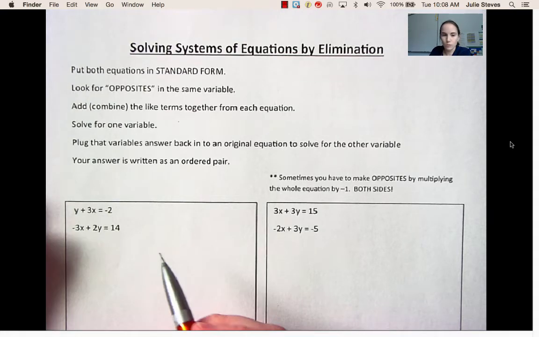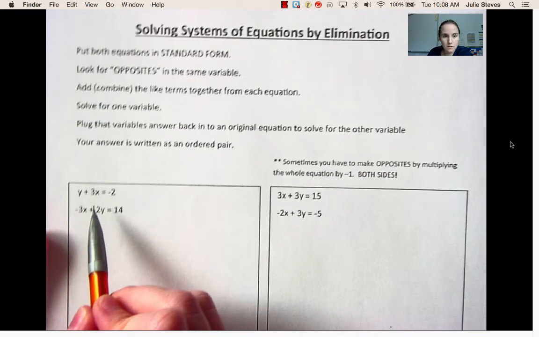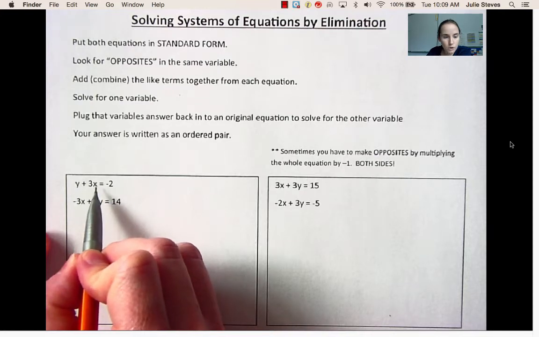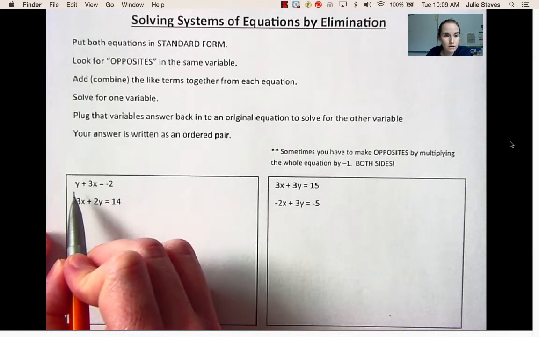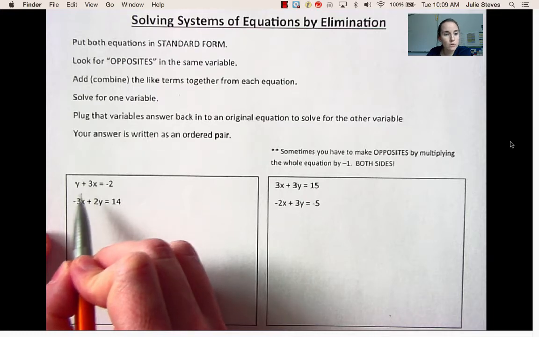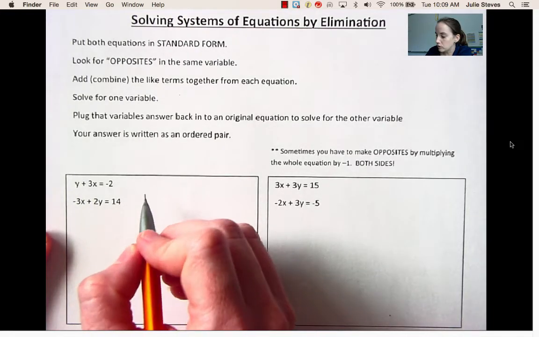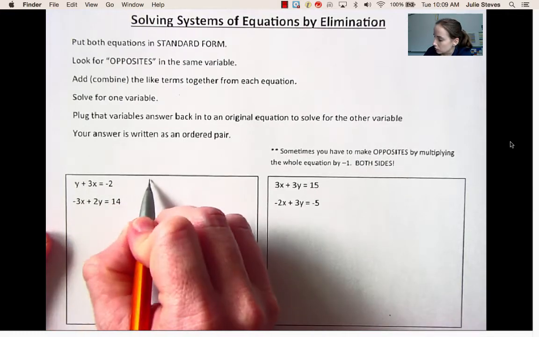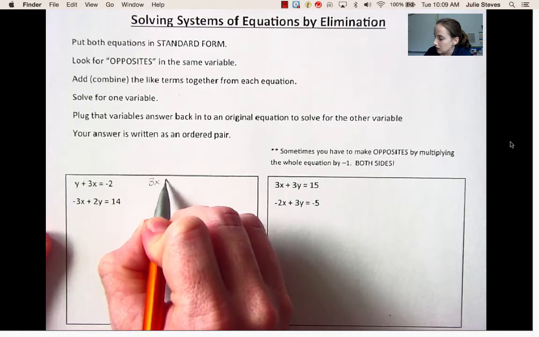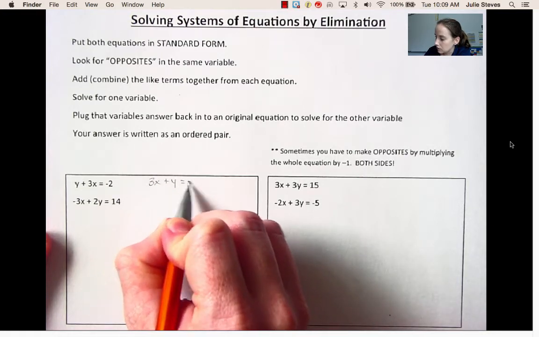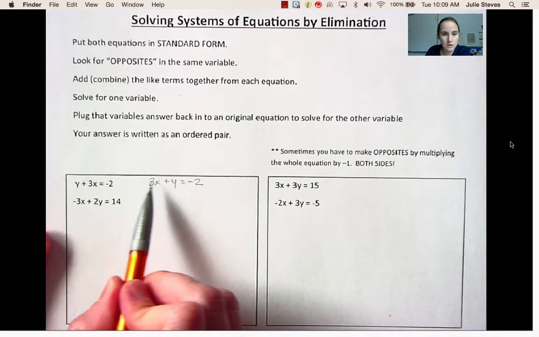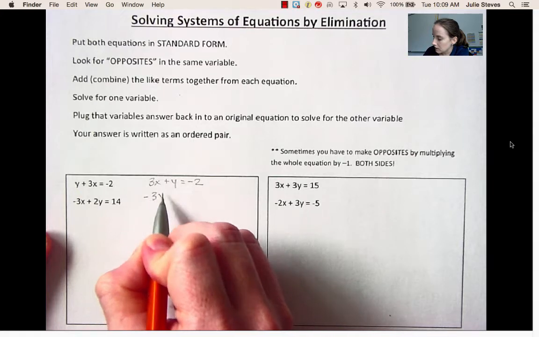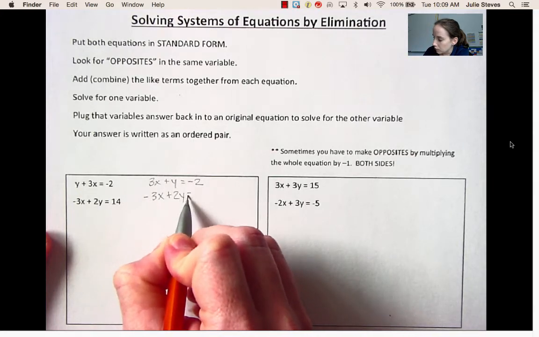So let's just start with one. This first one here. Let's put it in standard form first. Because the x and the y terms are already on the side that they need to be on, I just need to swap places. So we can use the commutative property to do that. We do not have to change the sign on anything because I'm not moving over the equal. So 3x just needs to be placed in front, and then plus y equals negative 2. I just rewrote this problem in standard form. In this one, we have negative 3x plus 2y equals 14.